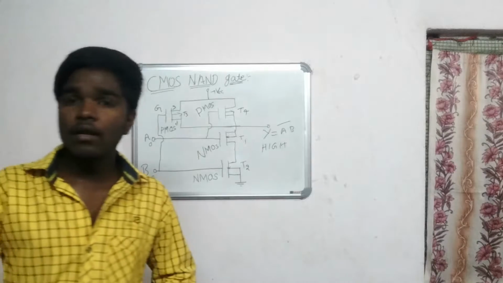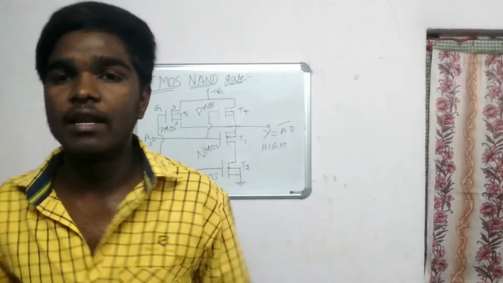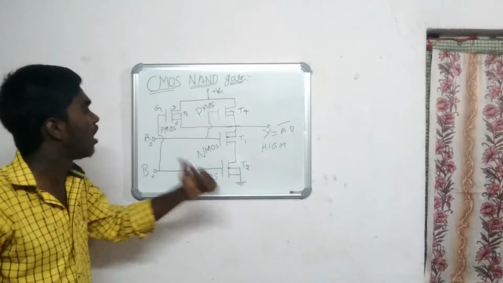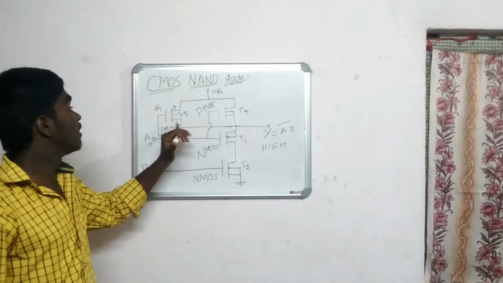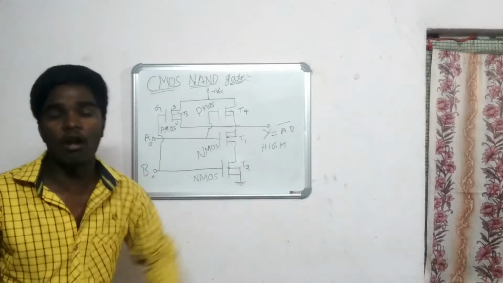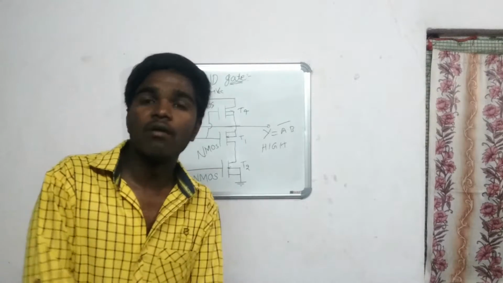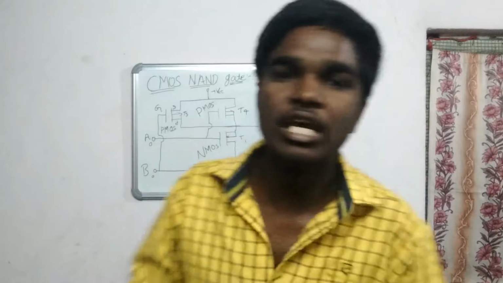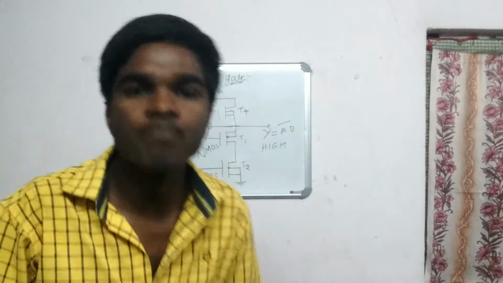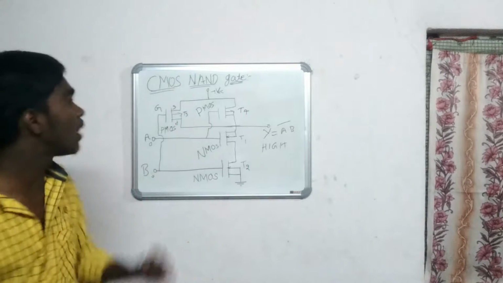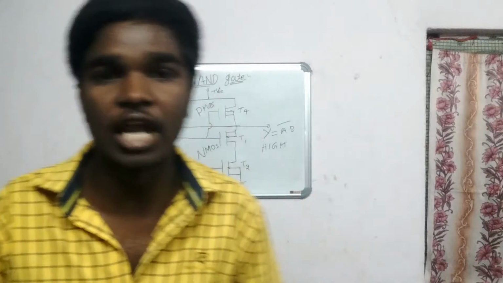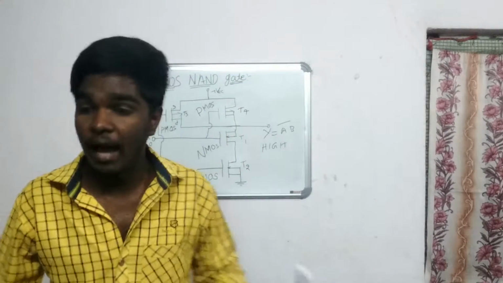If A is 0 and B is 1, then the transistor T1 will be in off condition, T2 will be in on condition, T3 will be in on condition, and T4 will be in off condition. The output at Y is also high. Similarly, when A is 1 and B is 0, the transistors T2 and T4 are in off condition, T1 and T3 are in on condition. So the output at Y will be high.